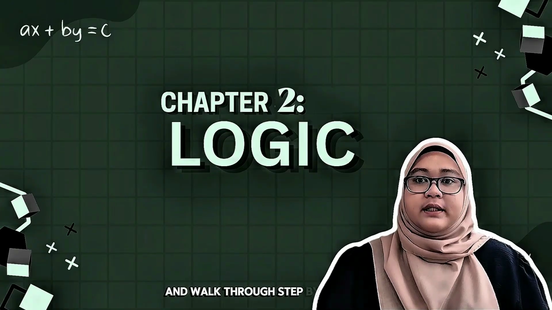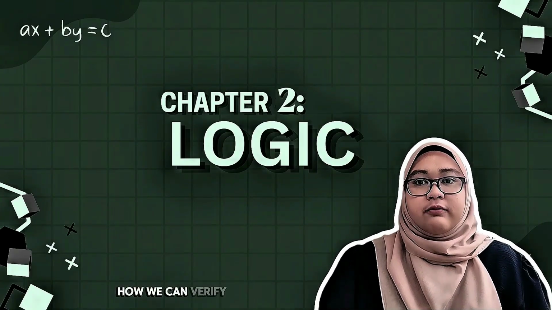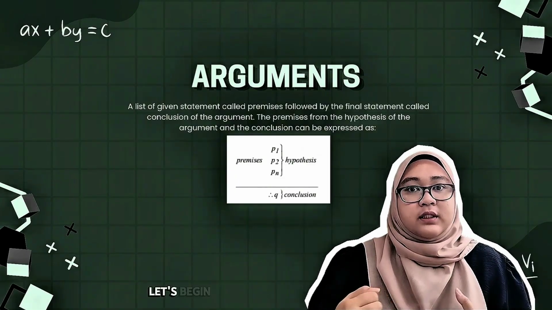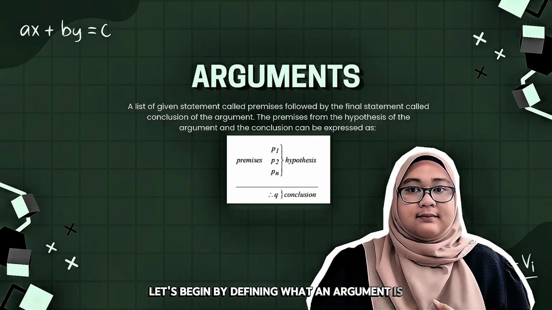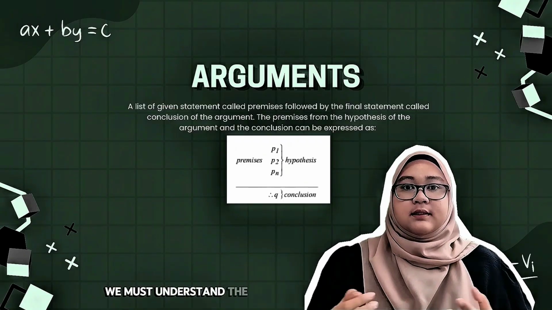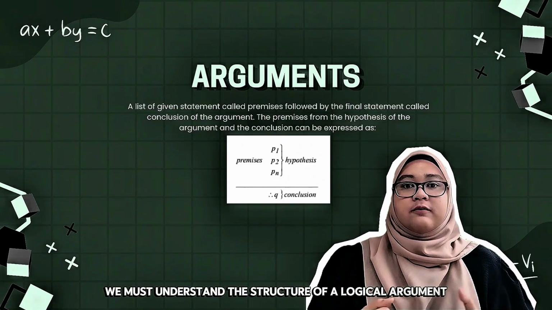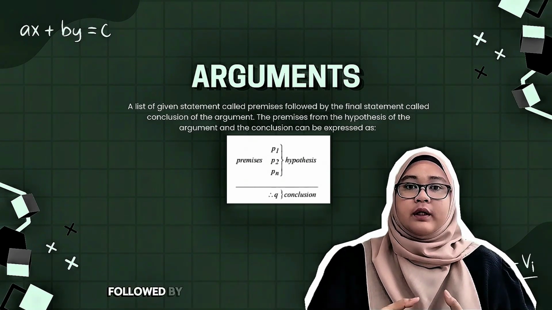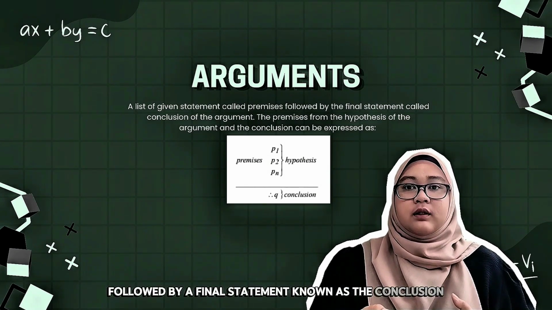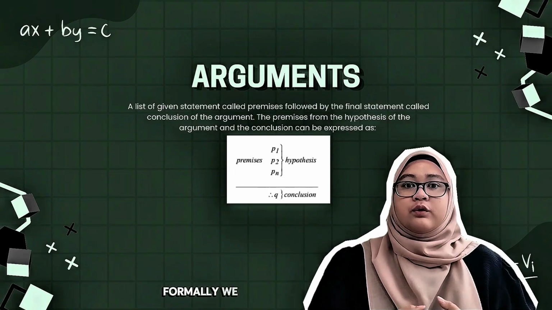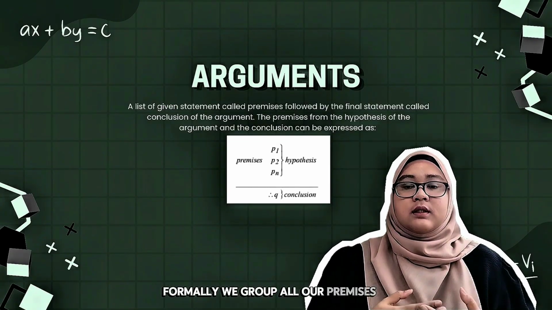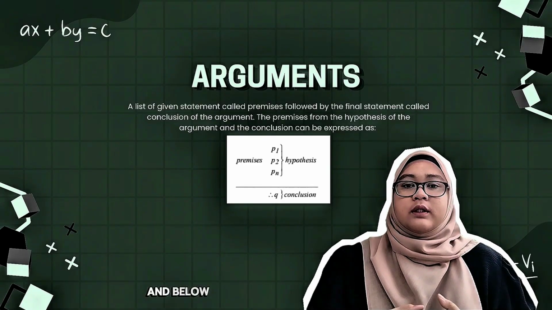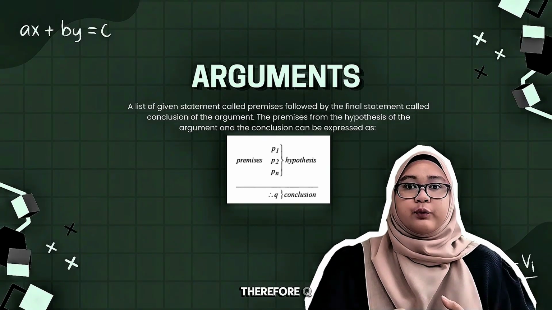In this presentation, we will explore the structure of logical arguments, the rules of inference that govern valid reasoning, and walk through step-by-step proofs to demonstrate how we can verify if a conclusion logically follows from a given set of premises. Let's begin by defining what an argument is. Before we can prove anything, we must understand the structure of a logical argument. First, an argument is defined as a list of given statements called premises, followed by a final statement known as the conclusion. As we can see on the slide, formally we group all our premises P1, P2 up to Pn as our hypothesis. And below the line, we write the conclusion, therefore Q.